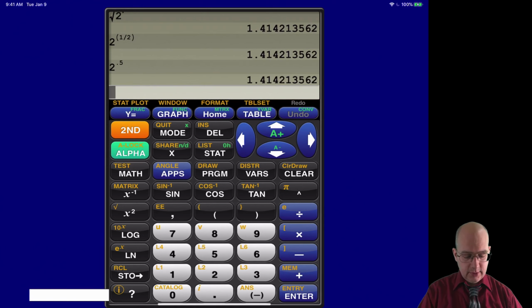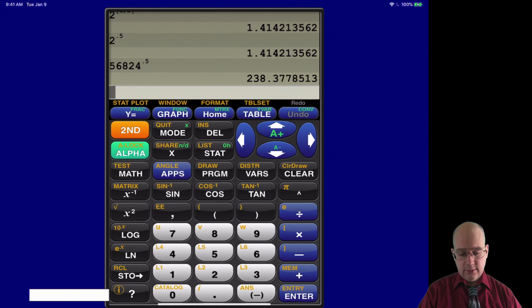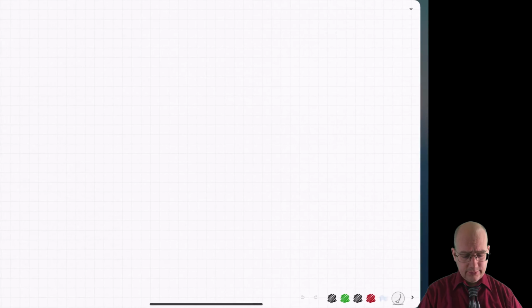And you can type in anything you want. That's the square root of 56,824. It's 238.3778513, blah, blah, blah. Keeps on going, presumably. Well, definitely. But so that's one technique, which is basically appeal to a higher authority, namely your calculator.